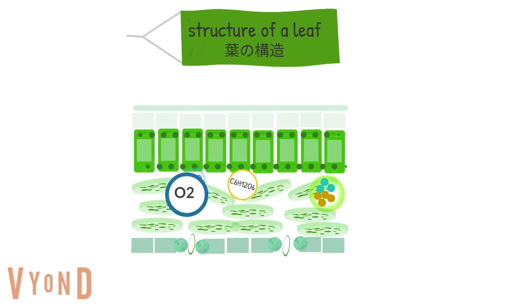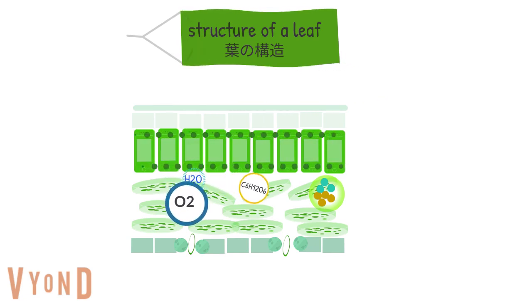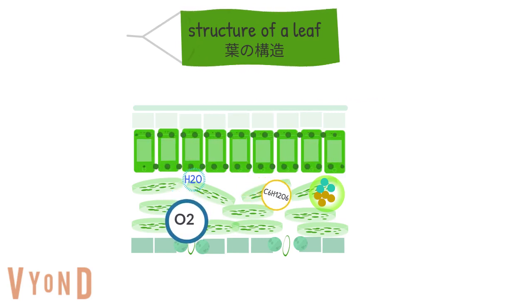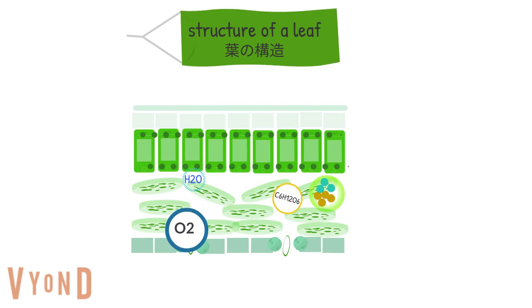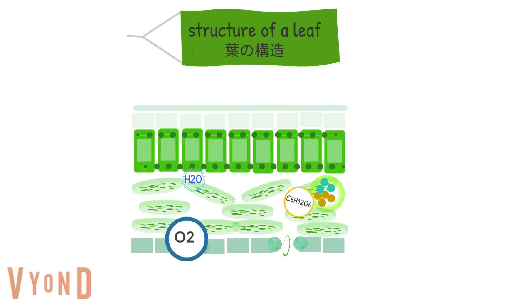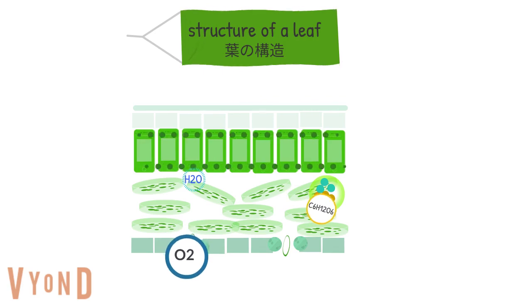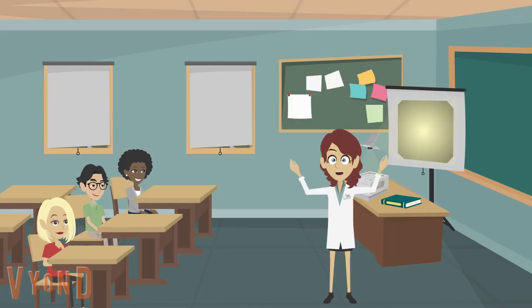That's the basic structure of a leaf and stomata. Remember, leaves are vital for plant survival and play a crucial role in maintaining our planet's ecosystem.